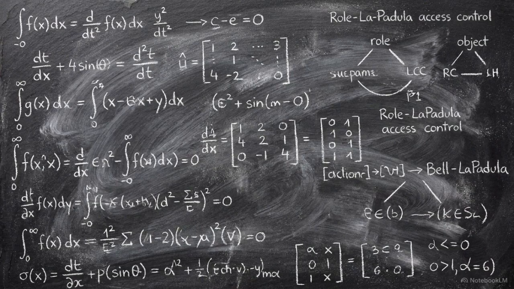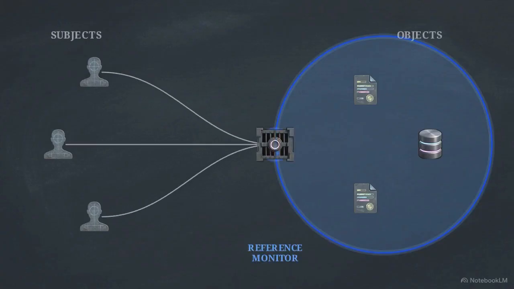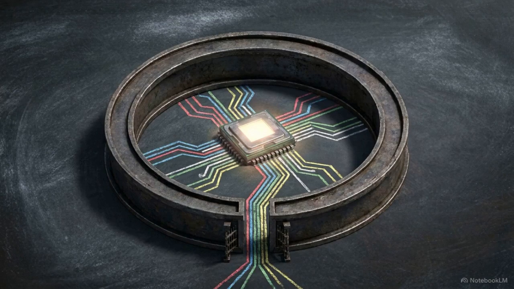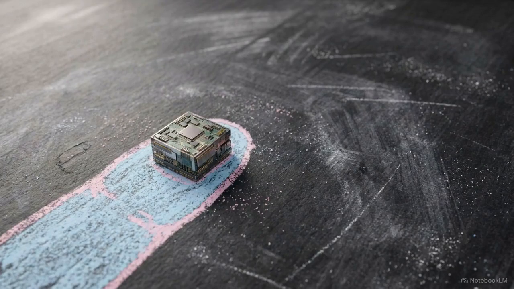But mathematical models are just blueprints. A theoretical rule against writing down or reading up is useless unless a physical mechanism forces the system components to obey. This boundary represents the reference monitor. It is the absolute, unavoidable mediator of all access between subjects and objects within an operating system. To function correctly, the implementation of this monitor, the security kernel, must meet 3 criteria. It must be tamper-proof. It must be invoked on every single access request without exception, and it must be small.